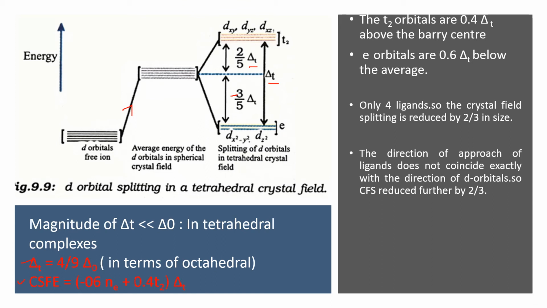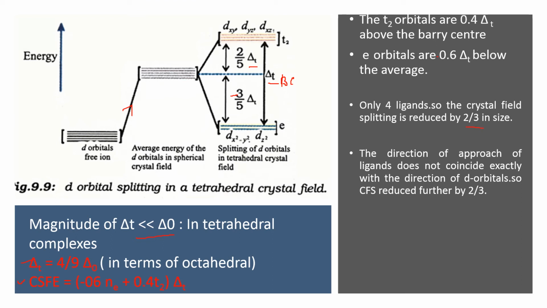So as we all know, this is the barycenter. If you observe the T2 orbitals, these are 0.4 delta T higher than the barycenter, and E orbitals are minus 0.6 delta T below the barycenter. Why is the tetrahedral magnitude less than octahedral? In octahedral we have 6 ligands, but in tetrahedral we have only 4 ligands. So the crystal field splitting is reduced by 2/3.